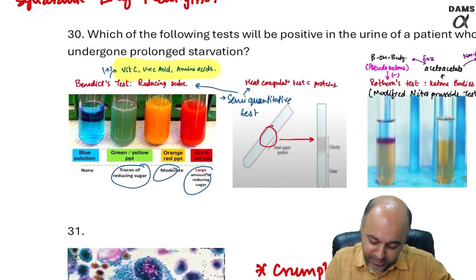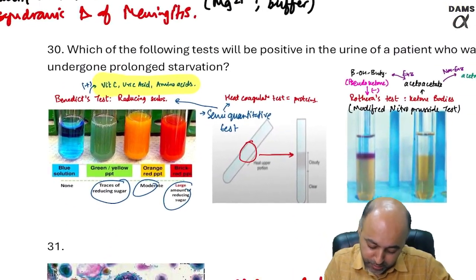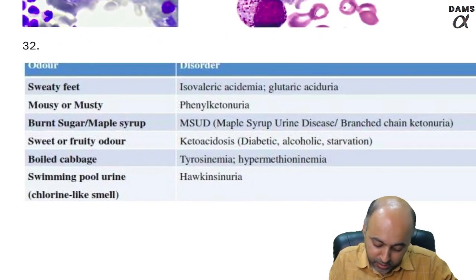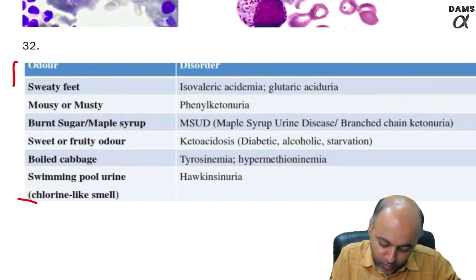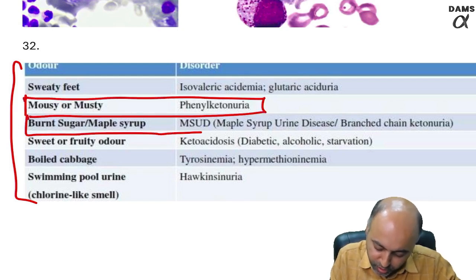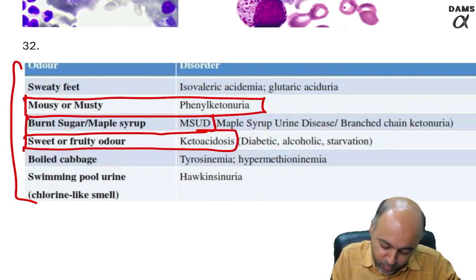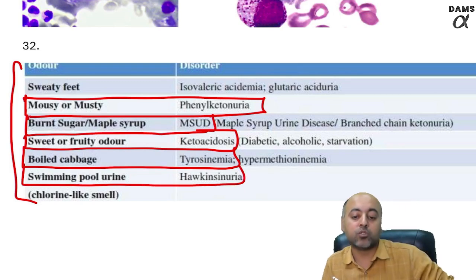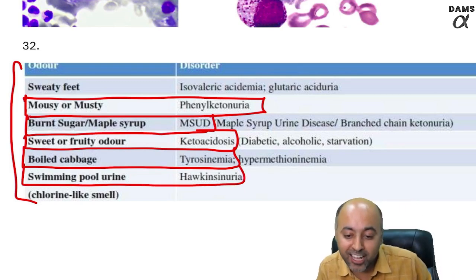Okay, I think these are some of the most important topics which I wanted to discuss. One more, odors. Please take a look at odors. Mousy or musty odor for PKU, burnt sugar odor for maple syrup urine disease, fruity odor for ketoacidosis, I told you, boiled cabbage odor for tyrosinemia, swimming pool odor for Hawkinsinuria, also known as chlorine-like odor.